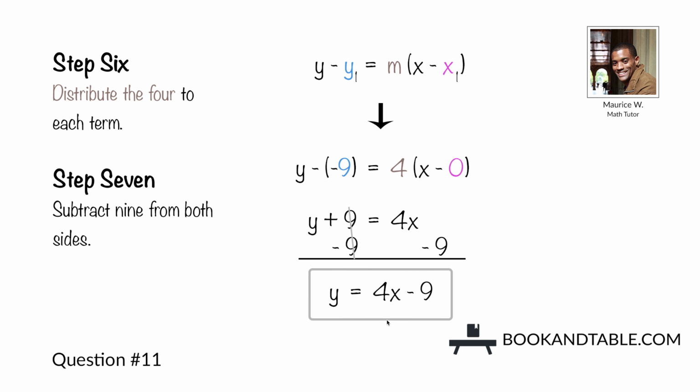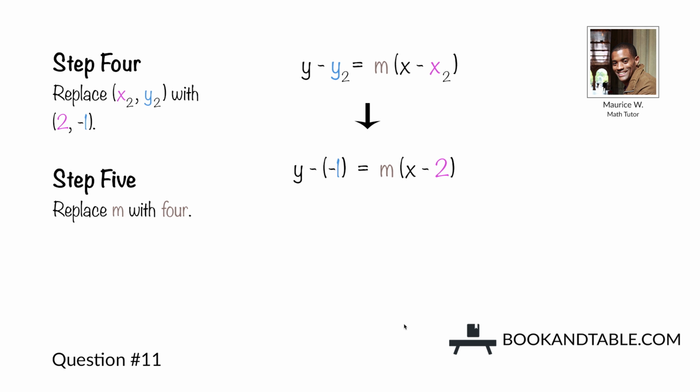If we used the second point instead, 2, negative 1, then step 4 would have been replace x2 with 2 and replace y2 with negative 1. Step 5, replace m with positive 4. We have the information we need now to figure out the equation of the line.